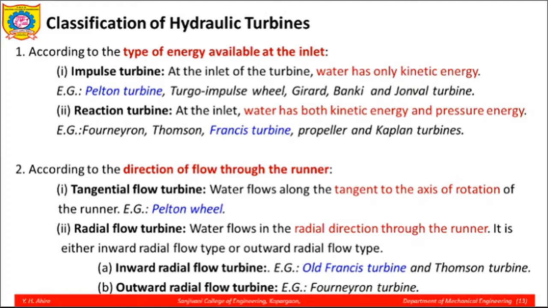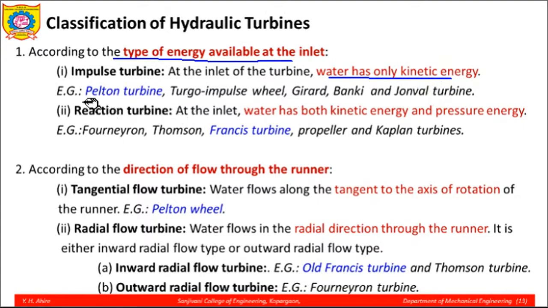Now let us see the classification of hydraulic turbines. So we have different parameters of classification. The first parameter is according to the type of energy available at the inlet of a turbine. The type of energy available. The water turbines are classified as impulse water turbines and reaction water turbines. In an impulse water turbine, water has only kinetic energy at the inlet of the turbine.